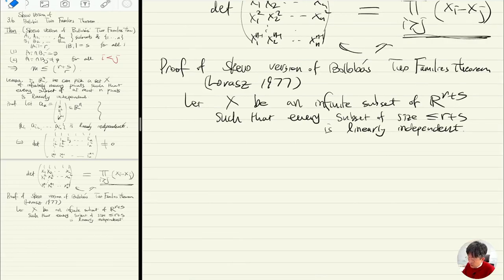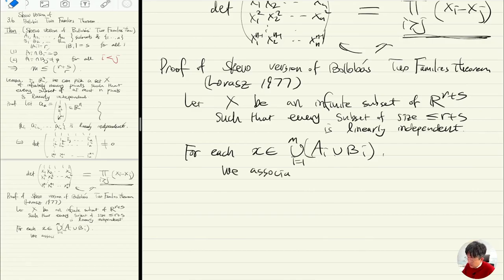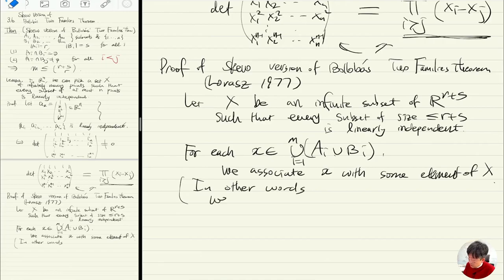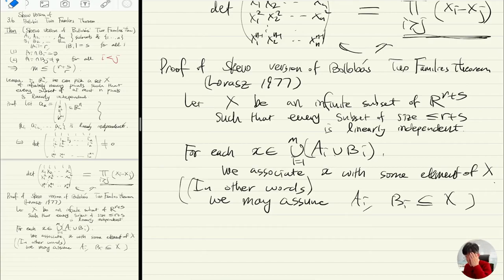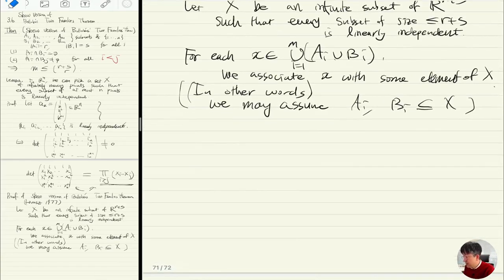Now, for each element in the union of the A_i and B_i, we associate it with some element of X. In other words, we may assume the A_i and B_i are subsets of X. Alright, why not?